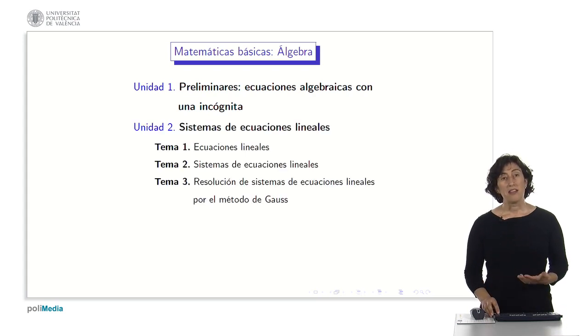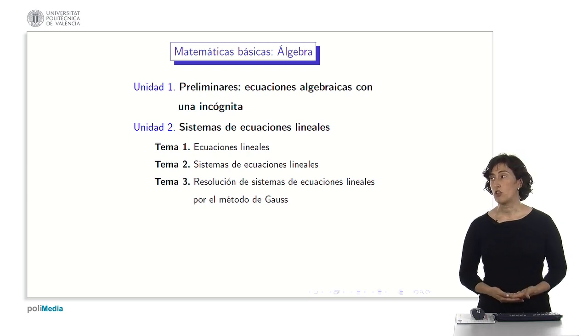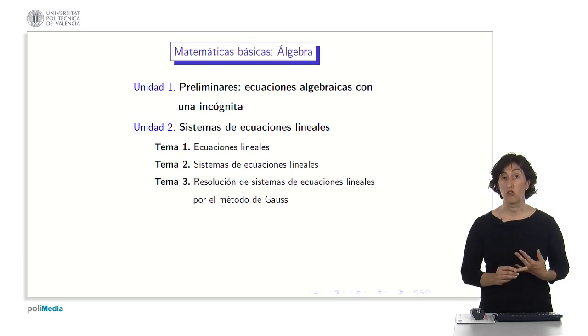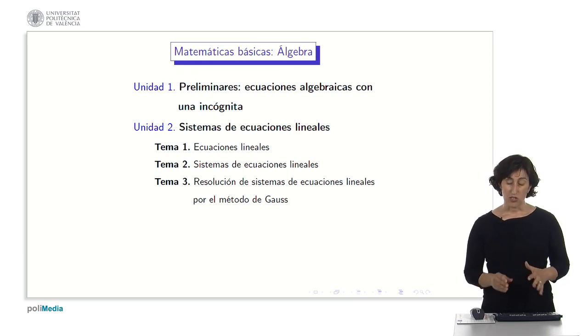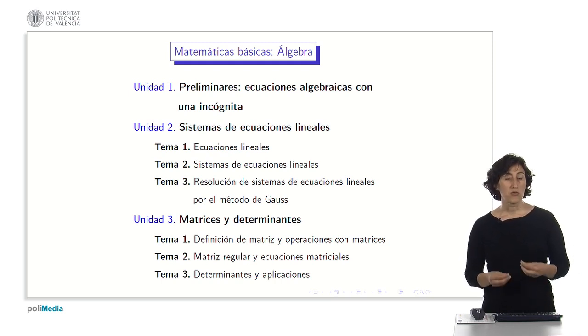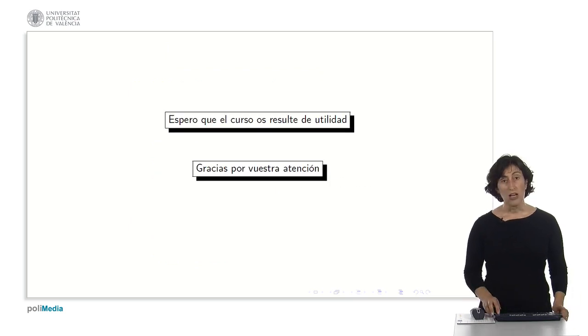And from there, we will move on to one of the main contents, which are the linear equation systems, where we will see what a system of linear equations is and how to solve them using the Gauss method. Once we have seen this, we will move on to see the matrices and the determinants. We will see what a matrix is, that we can perform operations between matrices and how determinants are calculated, and how we can apply these determinants to solve linear equation systems, to calculate the inverse of matrices, to see the rank of a matrix, etc. And this is the content of the course.